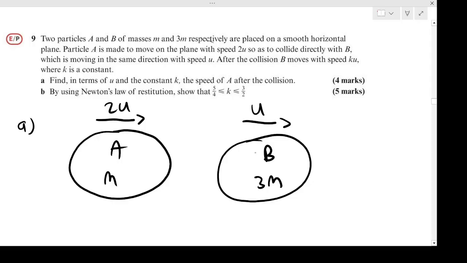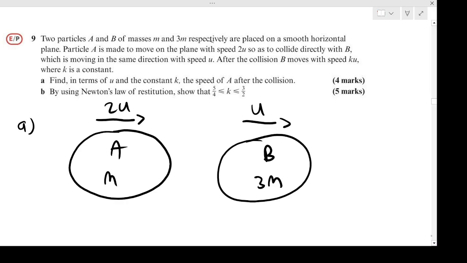Now, let's just take ourselves out of this for a sec and make sure it makes sense that these are actually going to collide, because A is moving faster than B. 2u is bigger than u, so A will catch up and collide with B. It's always good to build that intuition, right? It allows for deeper understanding. But there we are. So hopefully you can understand what's going on there.